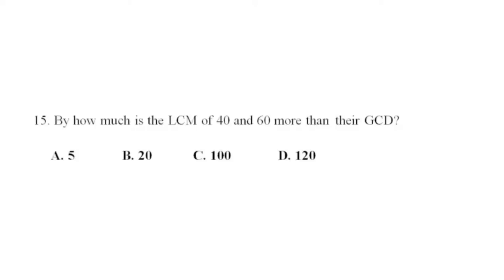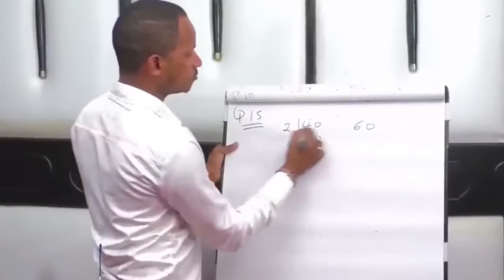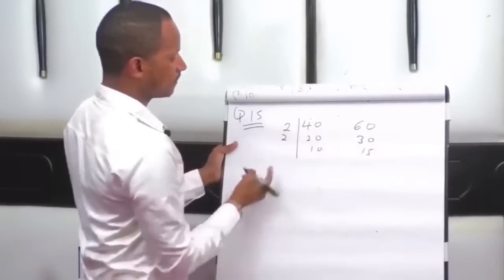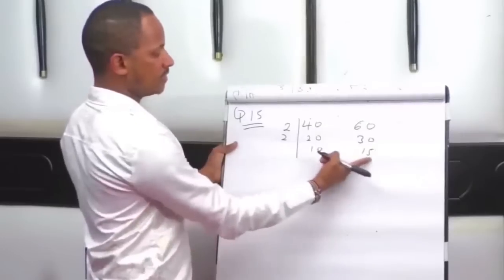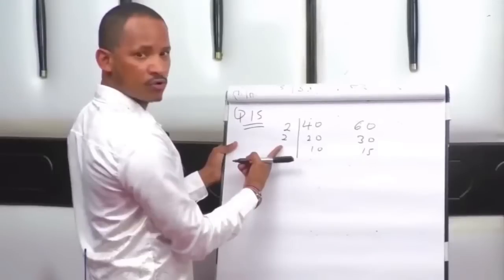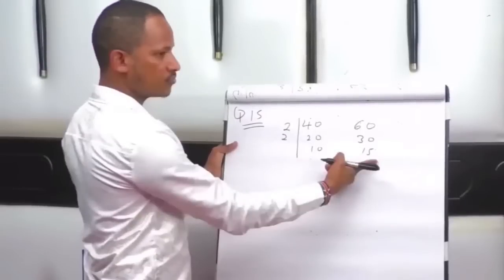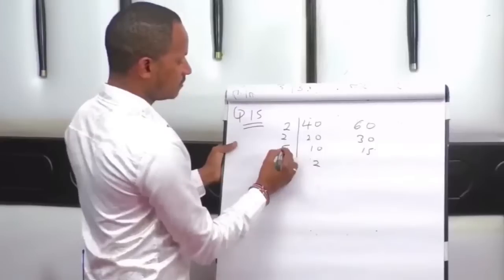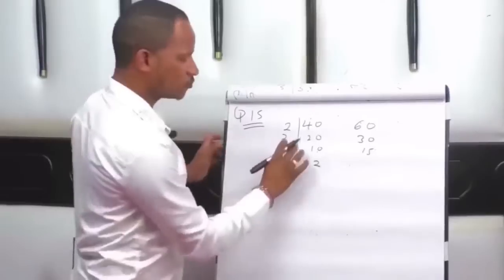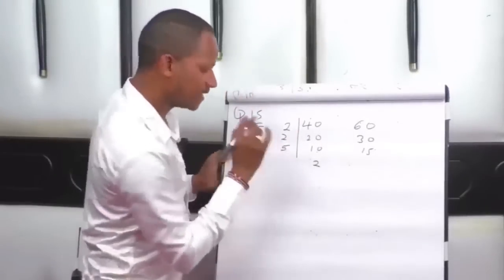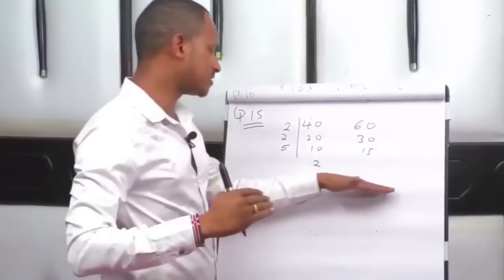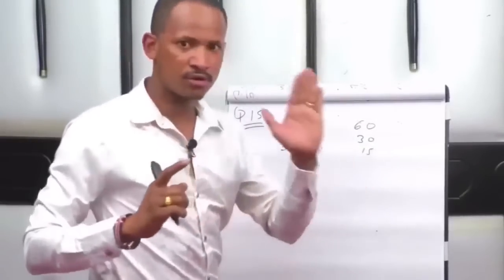LCM of 40 and 60. The least factor is 2. 2 here, 20. 2 here, 30. Go to 2. 2 here, 10. 2 here, 15. We can't use 2, there will be a remainder here. We can't use 3, there will be a remainder here. We can't use 4, there will be a remainder in both. Now we go to 5. No, sorry. We go to 2. The LCM first, for LCM you exhaust. For LCM ensure that the last values are 1. LCM, the least common multiple.